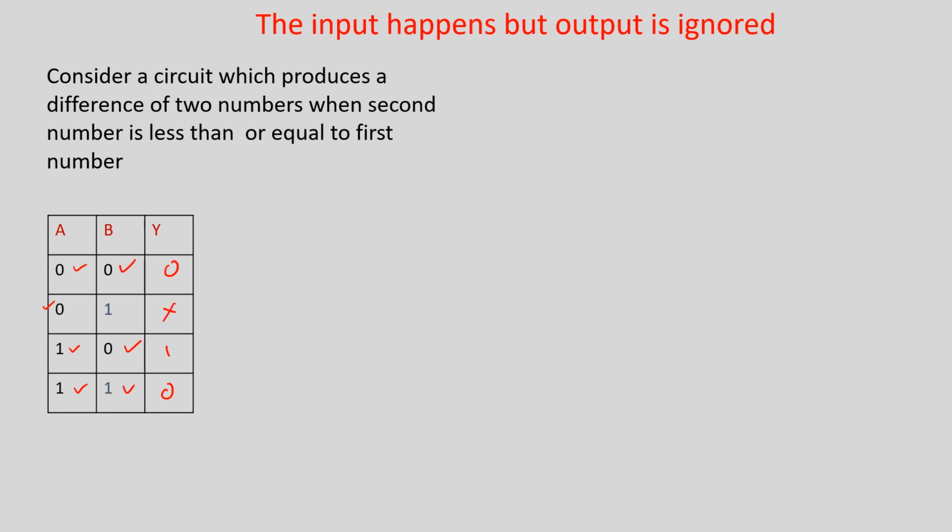Now I will fill the truth table for this. So this is my A, this is my B. This is A bar, this is A, this is B bar and B.